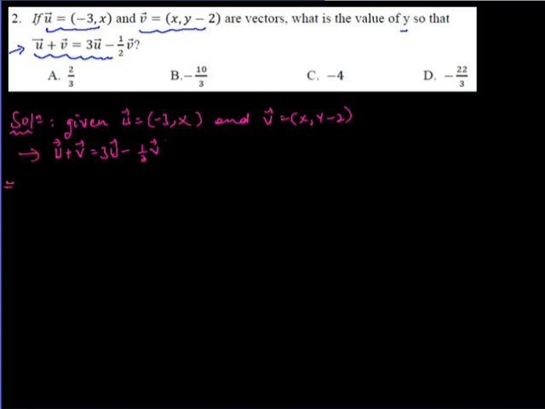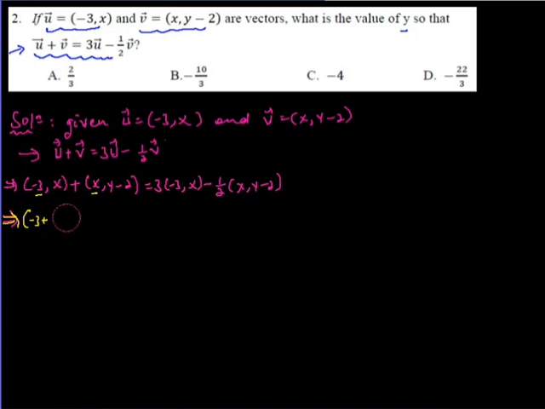Now we will substitute everything in this condition. In place of u use (-3, x), and v is (x, y - 2). This is 3 times u, which is 3 times (-3, x), minus half of v, (x, y - 2). So we need to carefully distribute the given coefficients into the entries. Then, using the principle of vector addition, we add component-wise. We add -3 with x, so it becomes -3 plus x. This will be the first entry.